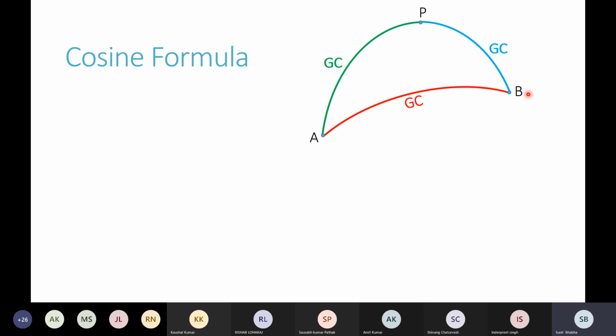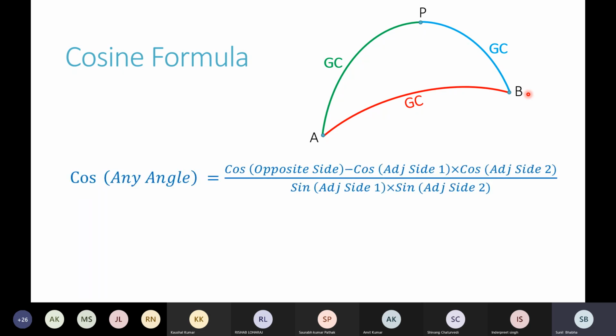Now the cosine formula says cos of any angle of a spherical triangle is equal to cos of opposite side minus cos of adjacent side 1 multiplied by cos of adjacent side 2, whole divided by sine of adjacent side 1 multiplied by sine of adjacent side 2.